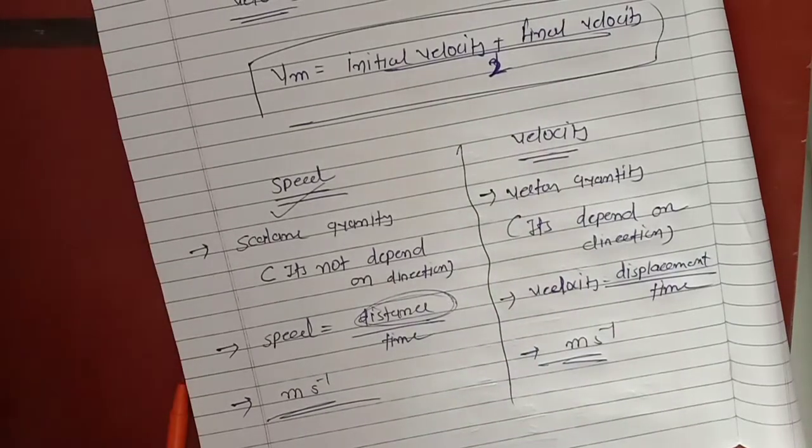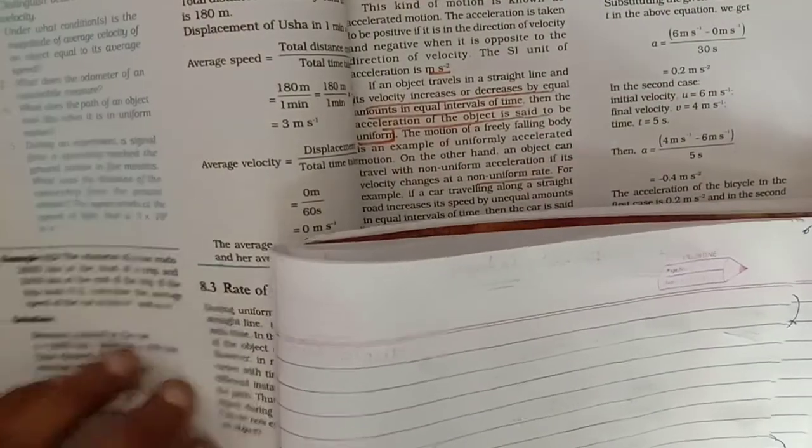Now we see example 8.2. Read the question of example 8.2 carefully and try to identify what data is given and what we have to find. Example 8.2.